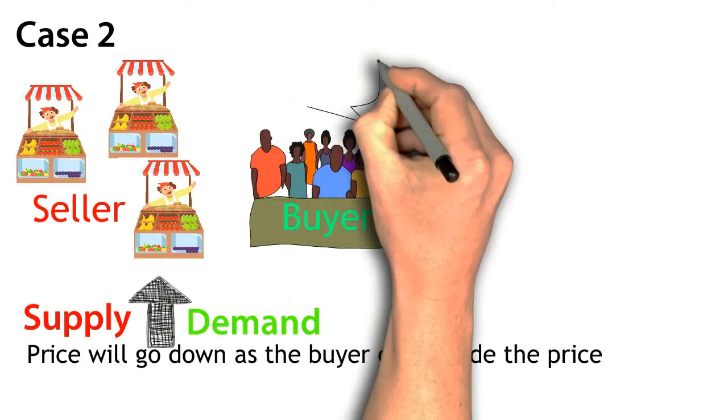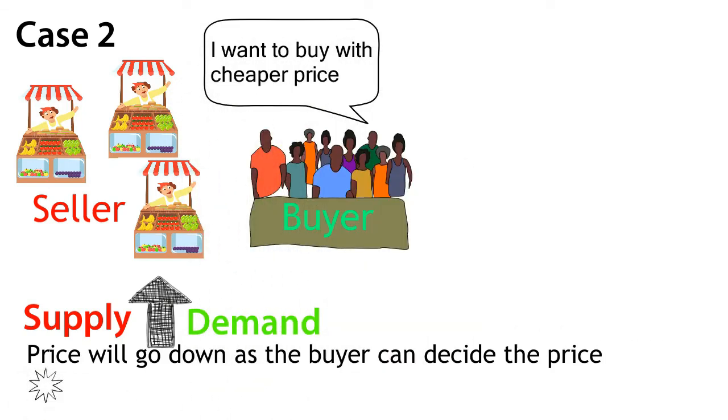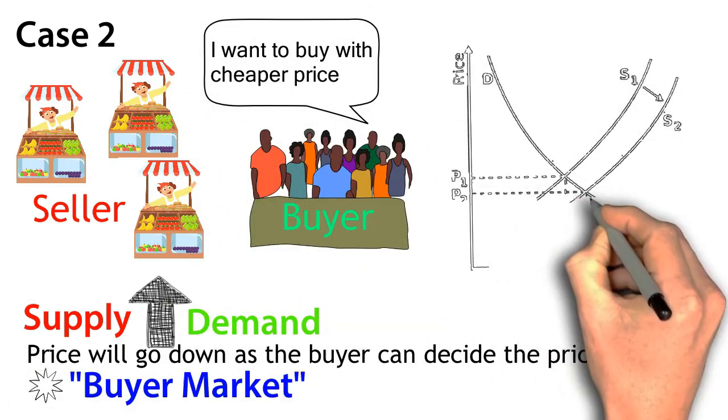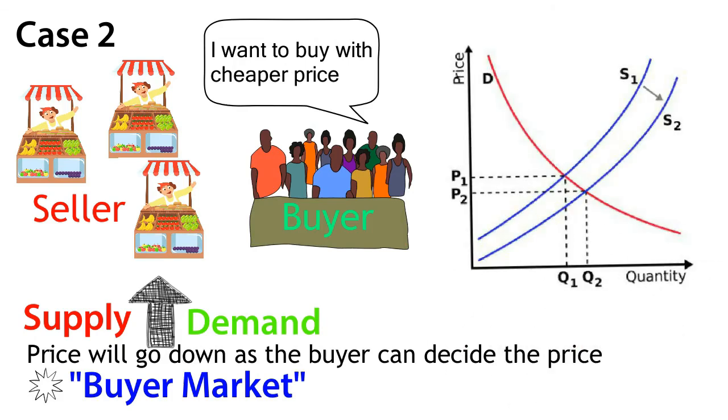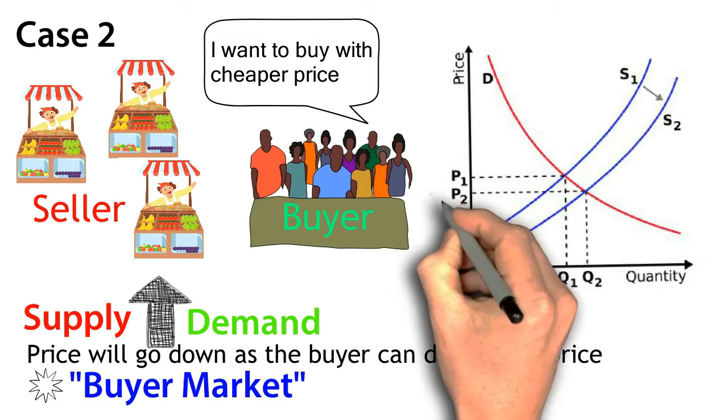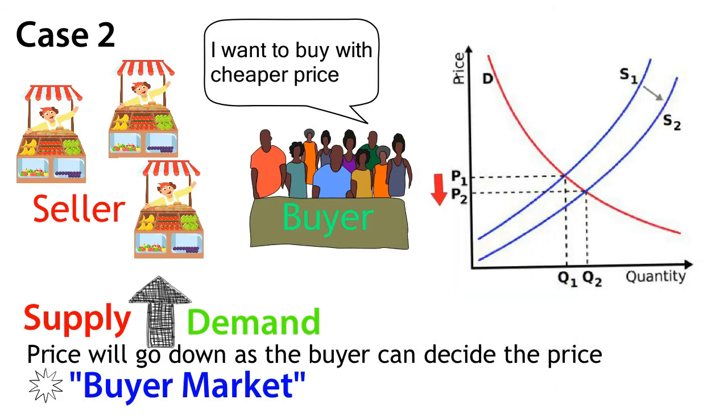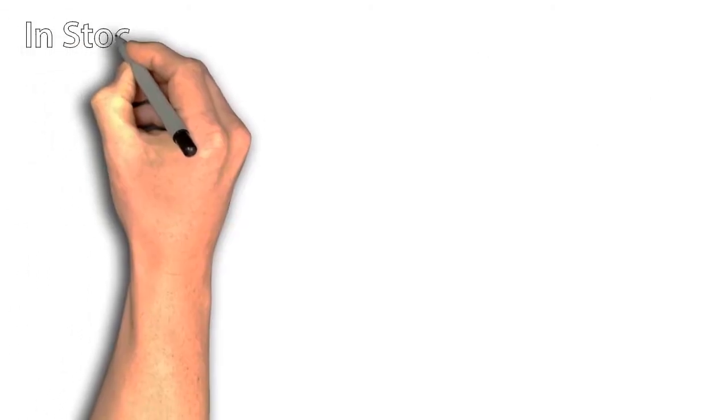The buyer monopolizes the market. I want to buy at a cheaper price. This is the so-called buyer market. So, when supply increases with demand remaining the same, the supply curve will shift downward and cause a decrease in price. This concept applies the same to the stock market.